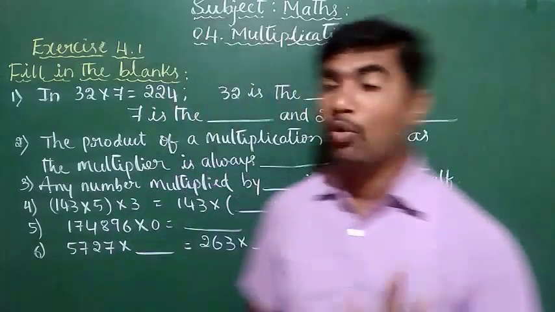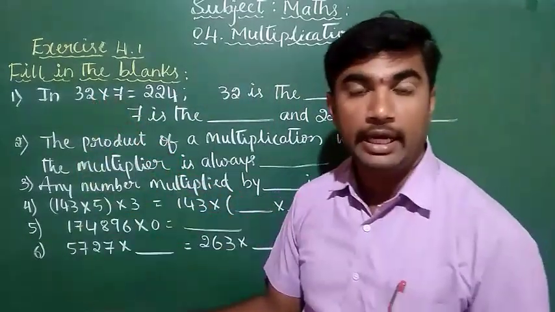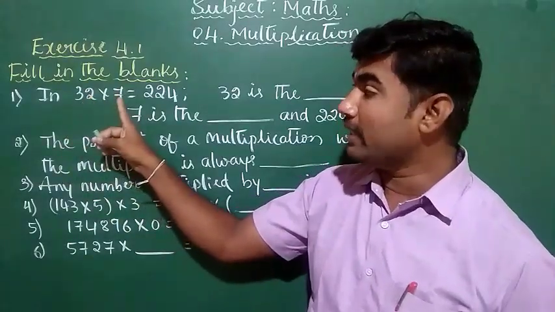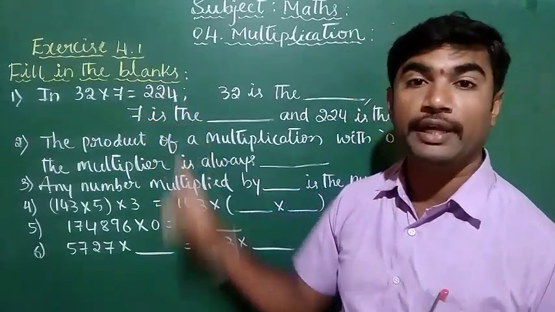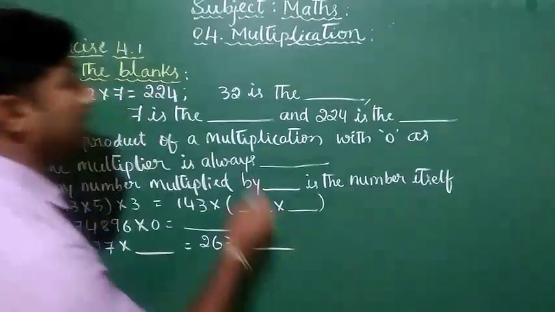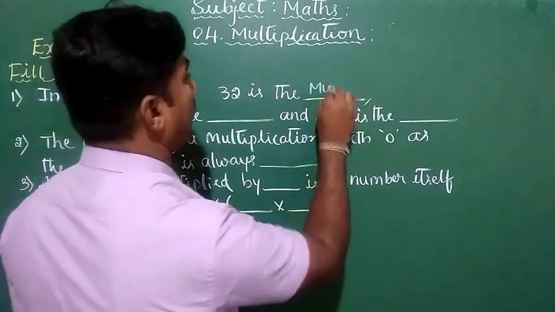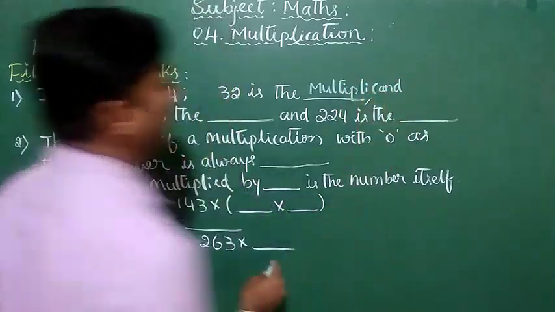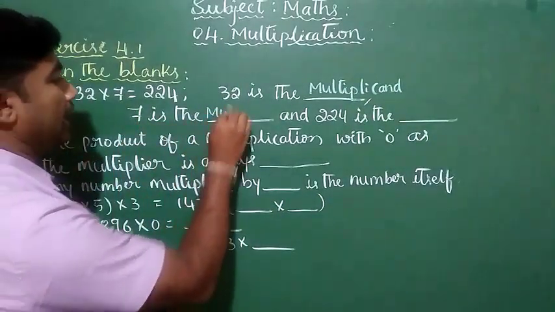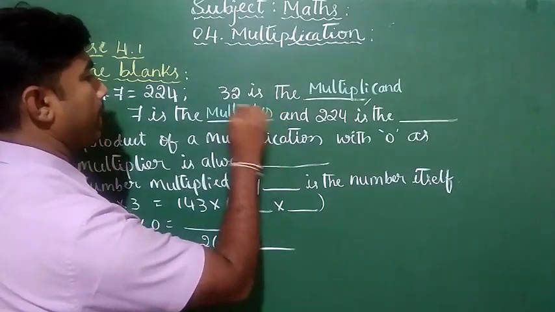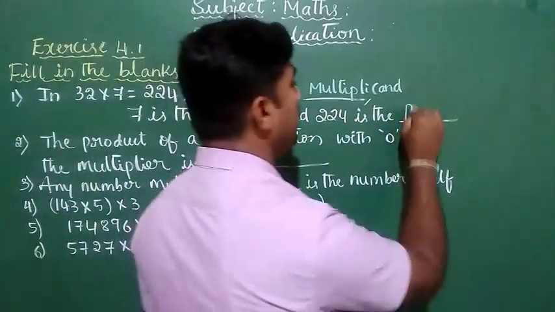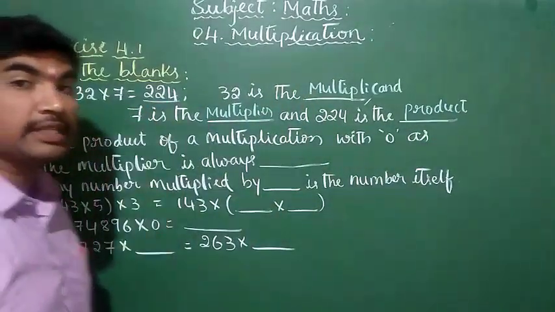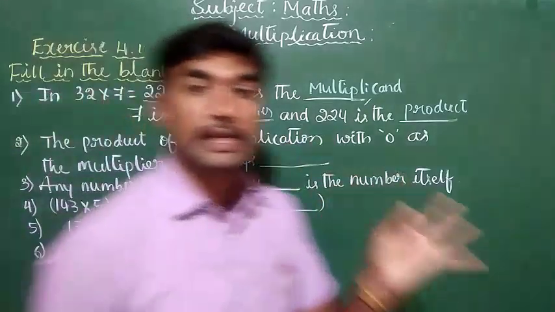We need to write what is the 32, whether it is a multiplicand or a multiplier or a product. The 32 is a multiplicand, the 7 is the multiplier and 224 is the product. So that we need to write in the dash. 32 is the multiplicand, and 7 is the multiplier and 224 is the product. This is the result. 224 is the result, that is what we are calling a product.